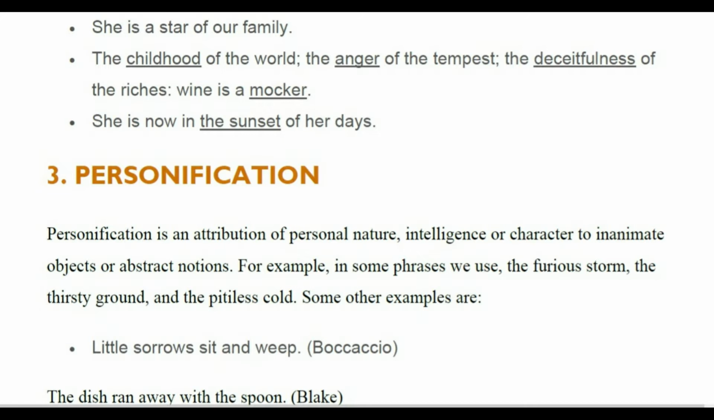Then we have personification. Personification is an attribution of personal nature, intelligence, or character to inanimate objects, that is non-living things, or abstract notions. For example, in some phrases we use the furious storm, the thirsty ground, the pitiless cold. Some other examples are: little sorrows sit and weep. The dish ran away with the spoon. Can a dish run away with the spoon? No, it's not possible. But we are talking about the nature of a human done by a non-living thing.